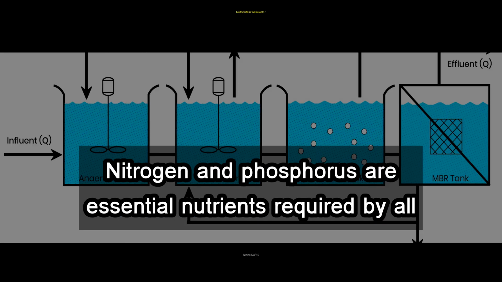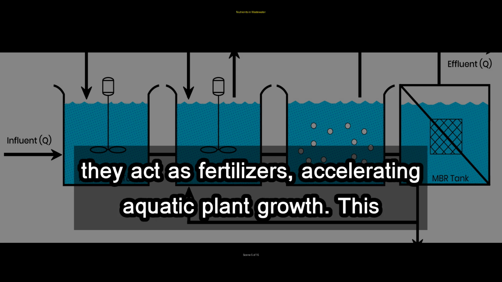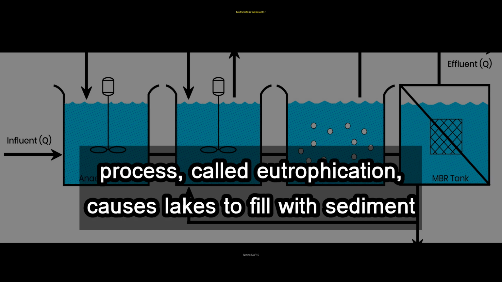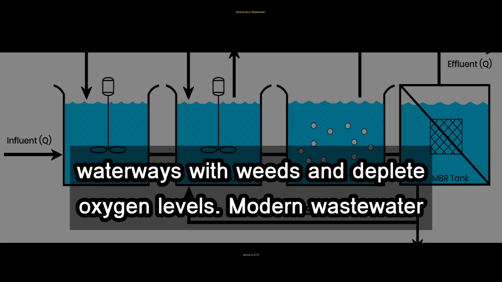Nitrogen and phosphorus are essential nutrients required by all living organisms. However, when discharged into streams and lakes, they act as fertilizers, accelerating aquatic plant growth. This process, called eutrophication, causes lakes to fill with sediment and vegetation over time. Excessive nutrient loads can choke waterways with weeds and deplete oxygen levels.